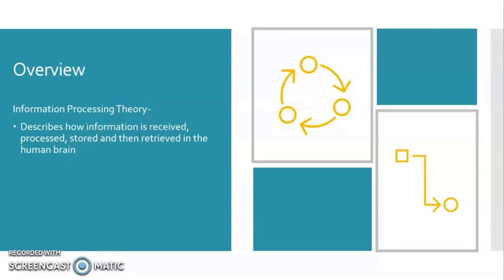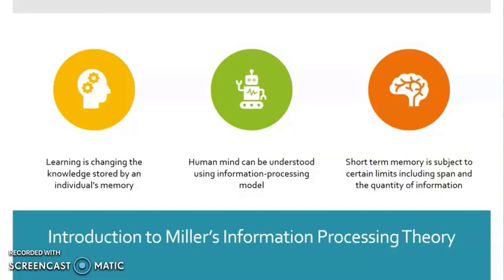A quick overview of the information processing theory. It describes how information is received, processed, stored, and then retrieved in the human brain. Here's a quick introduction to Miller's information processing theory. Within the theory, he states that learning is changing the knowledge stored by an individual's memory. The human mind can be understood using an information processing model, and short-term memory is subject to certain limits, including span and quantity of information.